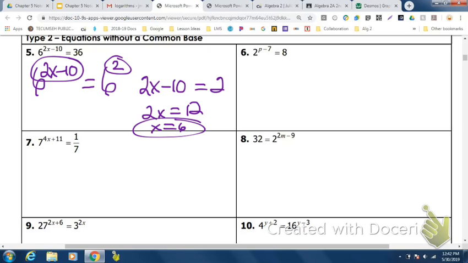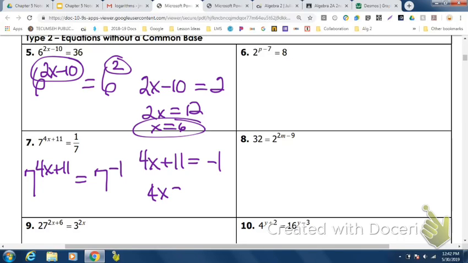On number 7, 7 to the 4x plus 11 equals 1/7. So that means 7 to the 4x plus 11 equals 7 to the negative 1 power. So 4x plus 11 equals negative 1. 4x equals negative 12, x equals negative 3.